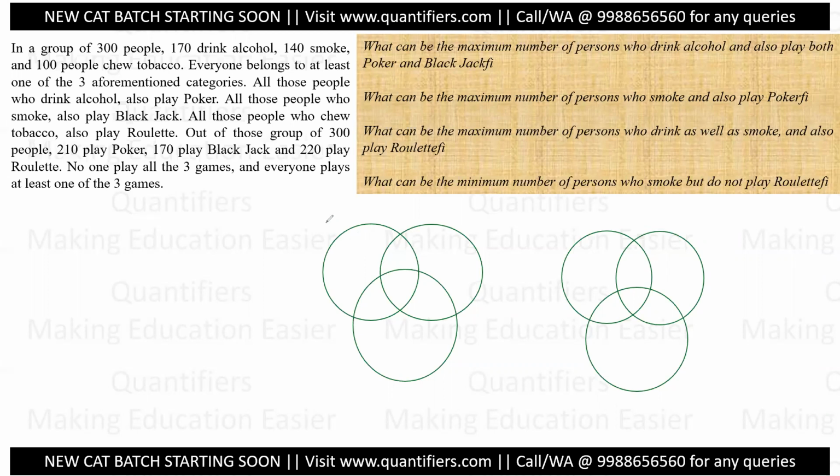So they are telling us that 170 people drink alcohol. Smoking is done by 140 people. And tobacco is chewed by 100 people. After that, it is given that all the people who chew tobacco play roulette. 210 play poker. 170 play blackjack. And 220 play roulette.